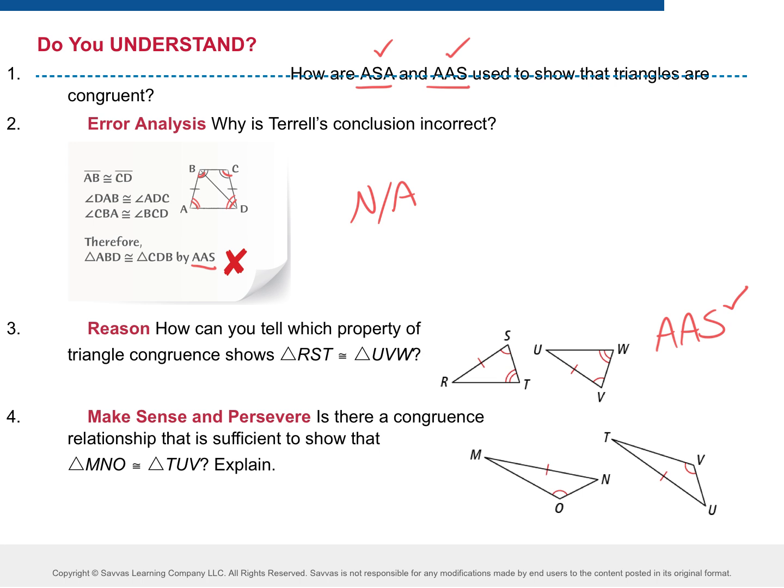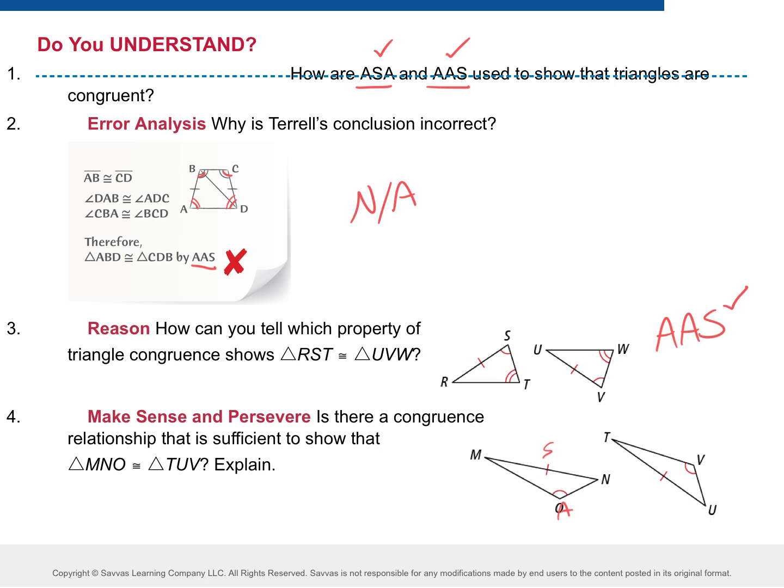No. I hear no. Does anybody think yes? Why is it no? Because you can't get anything out of that. Right, you can't get any of our 4 properties out of that. We only know a side and an angle. Okay? Remember yesterday we talked about things we can assume.